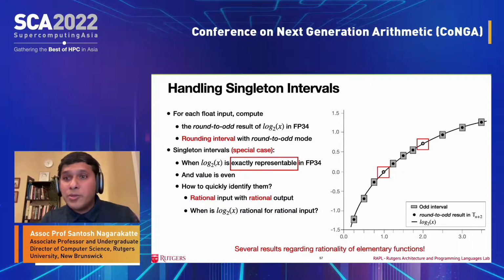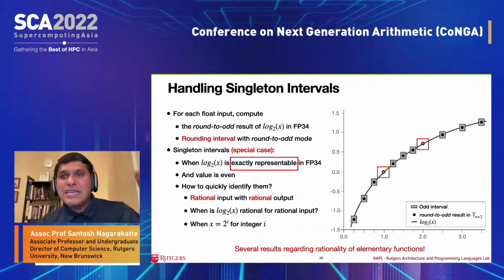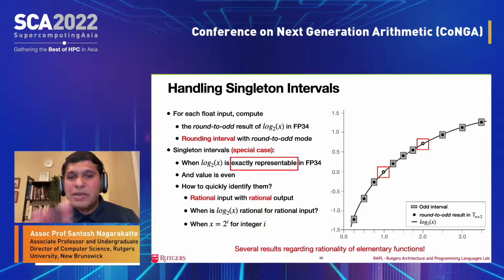Okay, so in the context of log2 of x, when do you get an even result? When do you get a rational result? Whenever the input x is 2 to the power of i, and i is an even integer. Because we want log2 of x to be exactly representable, and the most bit pattern should be even. So we can identify this initially by catching them, and then we can produce the correct results using bit vector operations. Computing powers of 2 is very easy, so you just use some shifts and you produce the result.